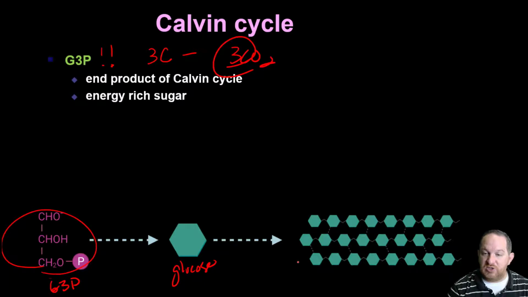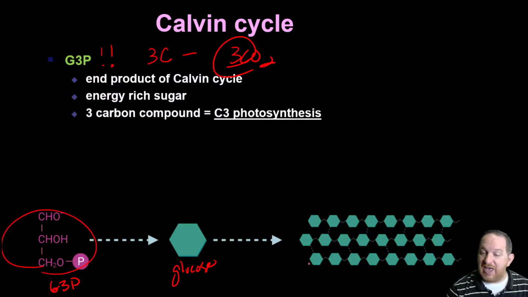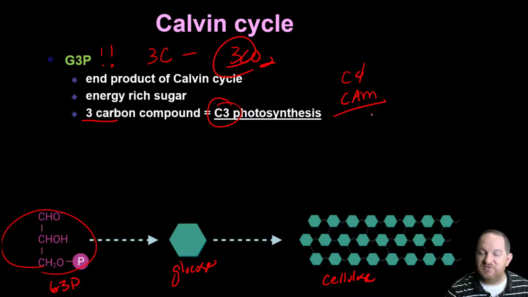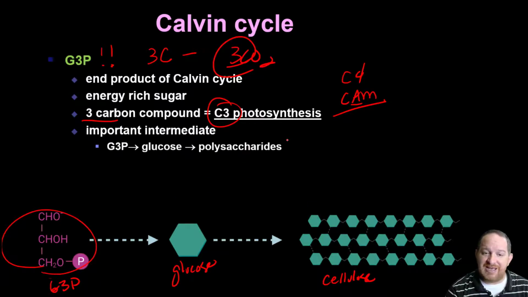Then you put a bunch of glucoses together or other monosaccharides, and then you can get things like cellulose or other polysaccharides. This is a 3 carbon sugar, and we actually call this C3 photosynthesis because G3P is a 3 carbon sugar. There are some other types, C4 and CAM photosynthesis. I'm not going to go into these in this video, but it just uses a different kind of sugar, or acid in this case. This is an important intermediate, as I just mentioned, because G3P is the building block, it's like the little Lego, that's used to make all the other sugars for the plant.